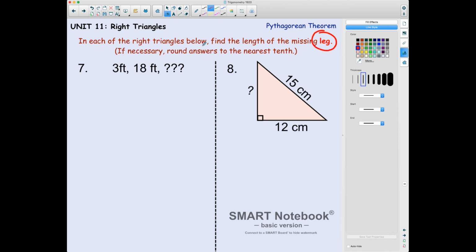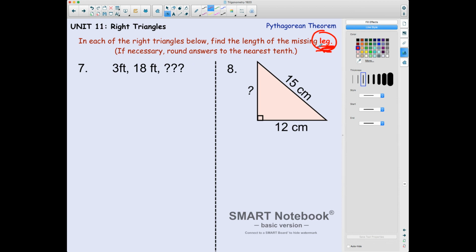All right, good. Next, you can do the same thing, but now we're going to find the missing leg. So in each of the right triangles below, find the length of the missing leg. Only one leg. But I don't understand. I'm confused. Is the hypotenuse missing? It's the last one, but it says the leg is missing.